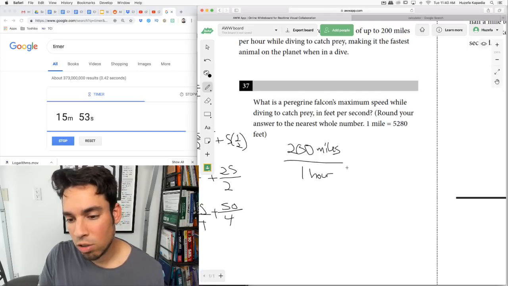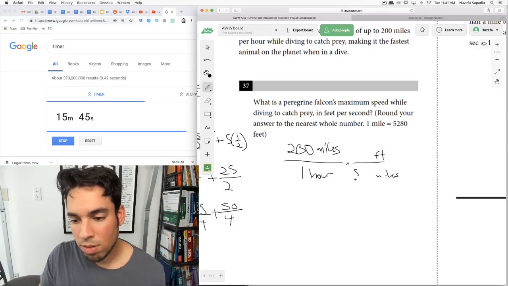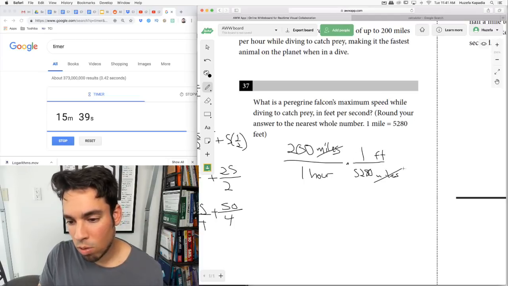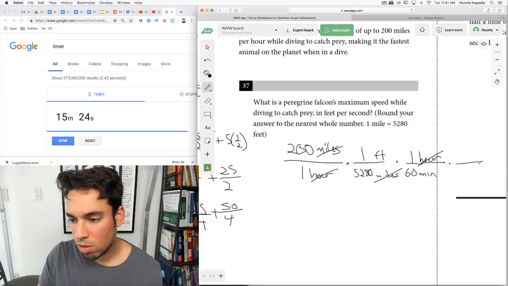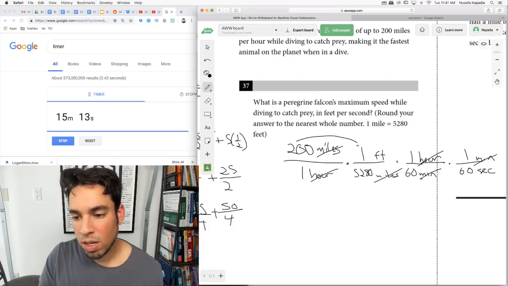And we're trying to get feet per second, so let's convert these one at a time. So first I'm going to convert miles to feet by making an equivalency. There are 5,280 miles to 1 foot. Miles cancel out. Boom, now we're in feet per hour. But now I want to get per second. So let's convert an hour to minutes first. 1 hour equals 60 minutes. Now we're into minutes. And then let's convert minutes to seconds. 1 minute is 60 seconds. Now the minutes are canceled out. Now we just multiply everything on top.